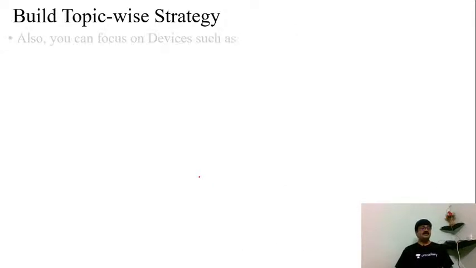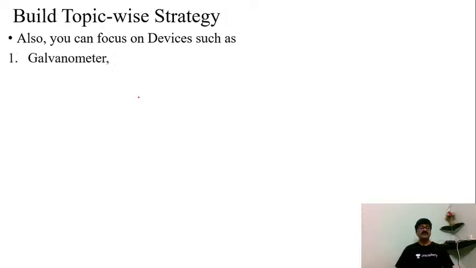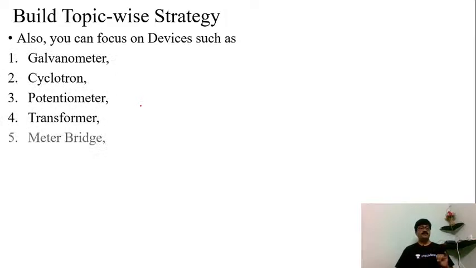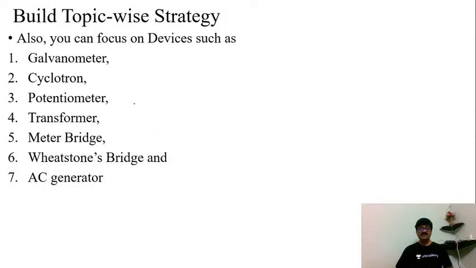Okay, then build topic wise strategy. Again, you can focus on some devices while preparing theory. Galvanometer, cyclotron, potentiometer, transformer, meter bridge, Wheatstone bridge, then AC generator. Such devices are there in class 12 physics. Be perfect in them with diagrams and all the markings, naming, labeling, everything. Those many marks are fixed. Obviously, these cannot be changed here. So you can directly go ahead and prepare them. Okay, this is my advice.